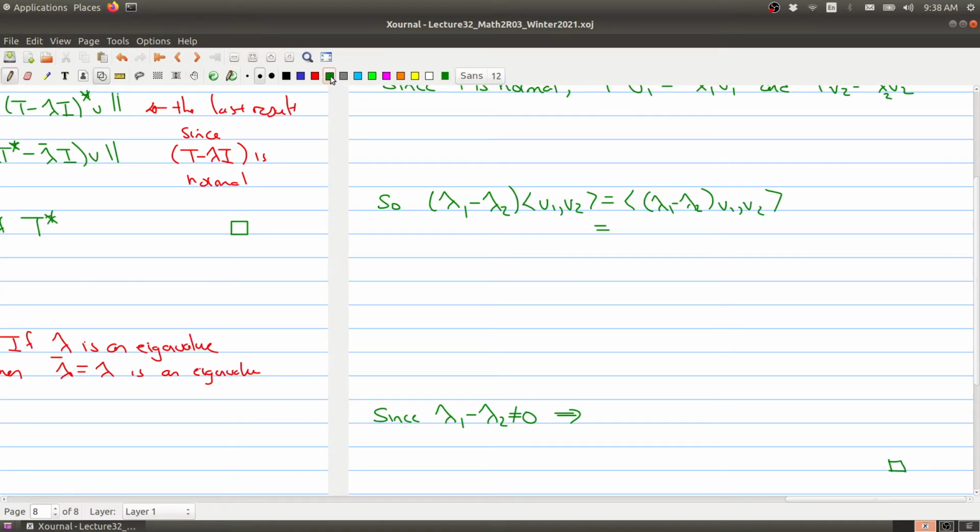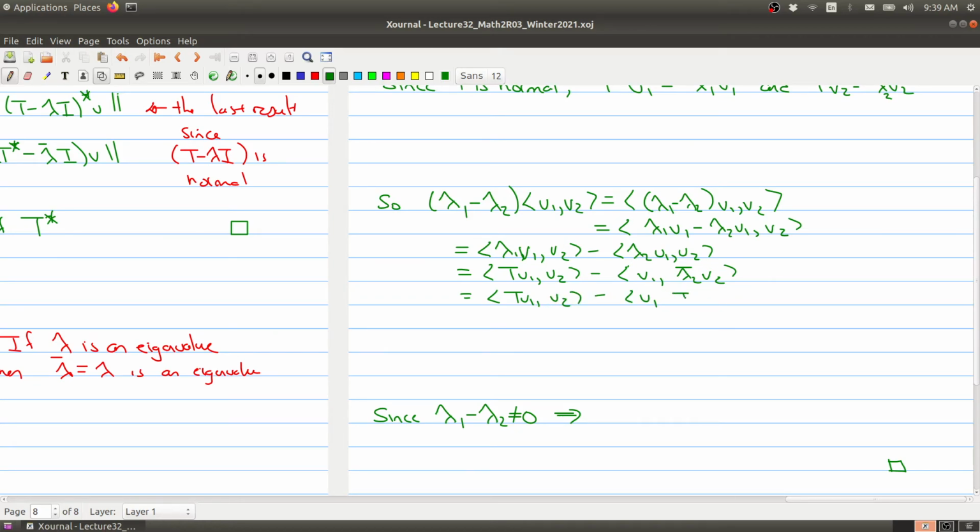We just follow our nose and use all the properties of inner products. We bring the constant into the first slot, then expand it out, so we get lambda 1 times the inner product of v1 and v2, minus lambda 2 times the inner product of v1 and v2. Here I'm going to push the lambda 2 to the other side, so I have v1 with the conjugate of lambda 2 times v2. Then I notice that this is the inner product of Tv1 with v2, and this is v1 with T star v2.